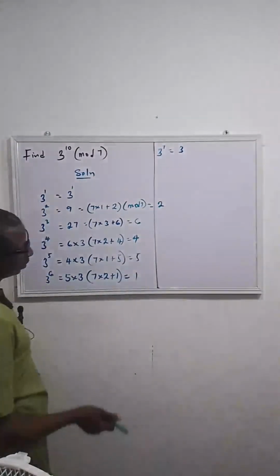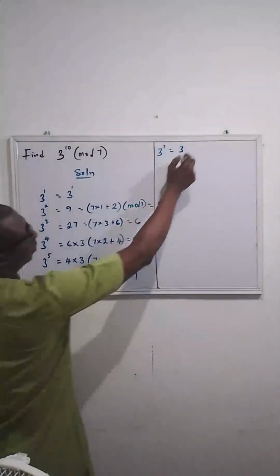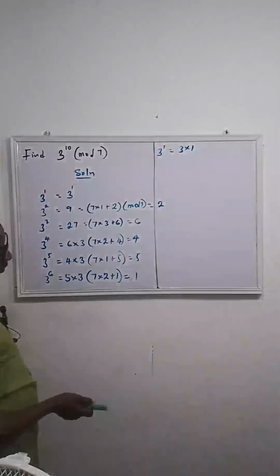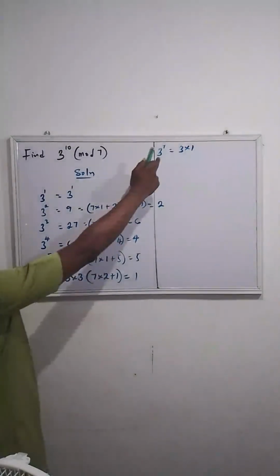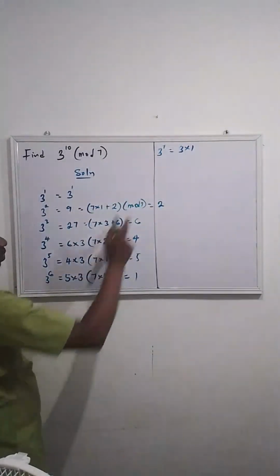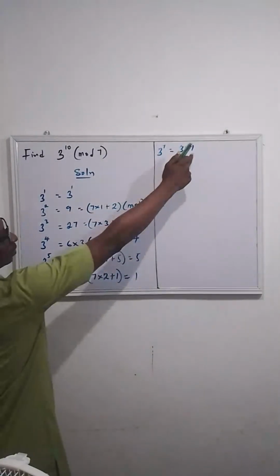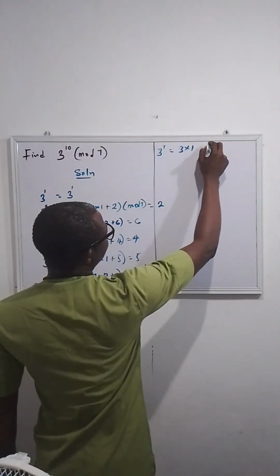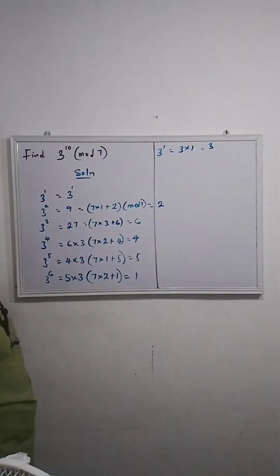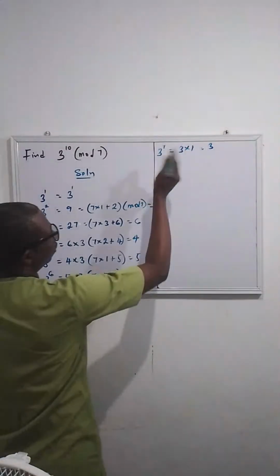So I have 3, since we have times 1. Okay, so when you multiply this by 3, you have 3 is for 7. Multiply this 1 by 3, you have 3. So, and that is 3. Okay, so now let us look at one more.